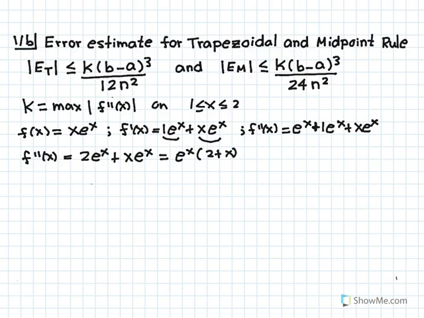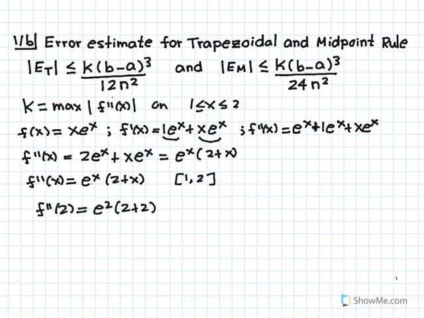Now it's clear that this second derivative, f double prime of x, equal to e to the x times 2 plus x, is strictly increasing on 1, 2. And if a function is strictly increasing, the maximum value is obtained at the right endpoint. And the right endpoint is x equals 2. So that means f double prime of 2, which is equal to e to the 2 times 2 plus 2, gives us 4e squared. This is the maximum of the second derivative.